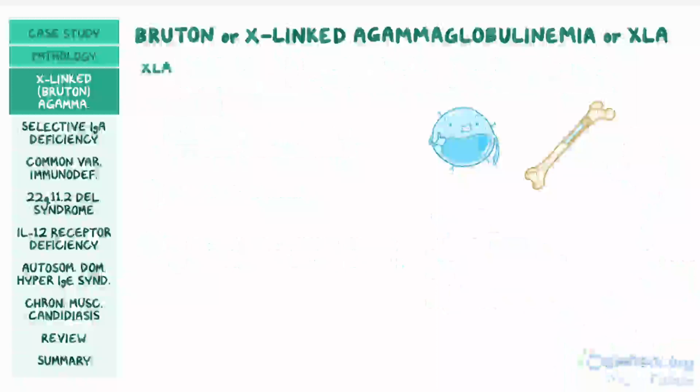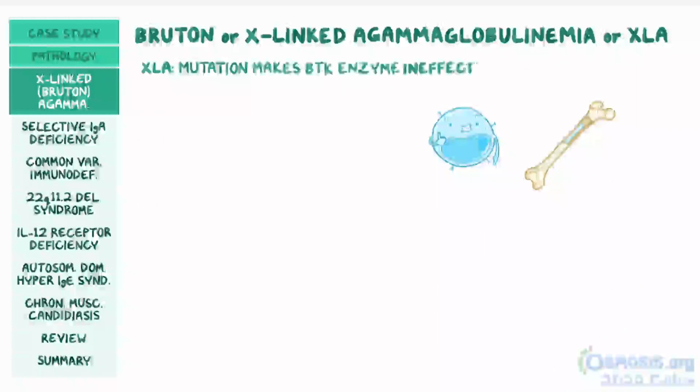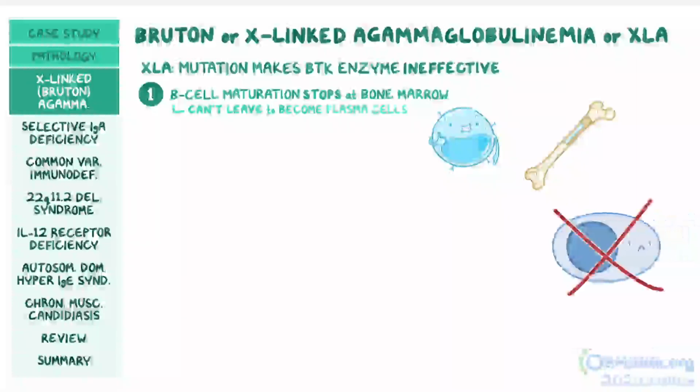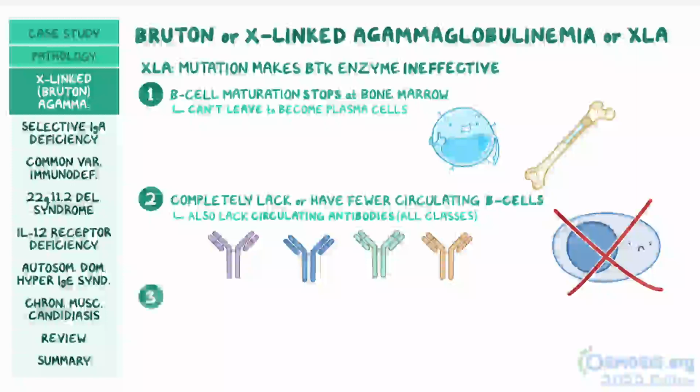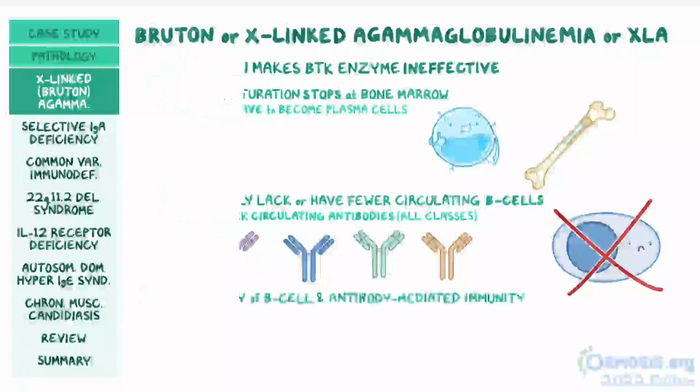With XLA, though, there's a mutation in the BTK gene that makes the BTK enzyme ineffective. As a result, the B cell maturation process stops at the bone marrow, so these B cells can't leave it to become plasma cells. Ultimately, people with XLA completely lack or have far fewer circulating B cells, so they also lack circulating antibodies of all classes. The end result is a deficiency of B cell and antibody-mediated immunity.